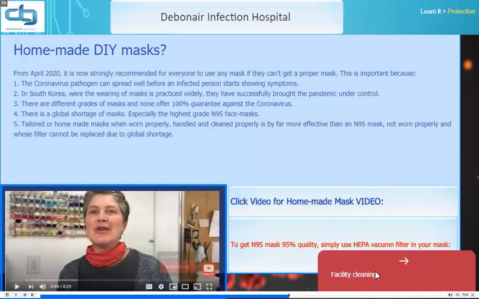5. Tailored or homemade masks, when worn, handled and cleaned properly, are by far more effective than an N95 mask not worn properly and whose filter cannot be replaced due to global shortage. Watch this engaging practical video of how to make a mask from an old t-shirt. To get N95 mask quality, 95%, simply use a HEPA vacuum or similar high-quality vacuum cleaner filter in your mask as shown. Disclaimer: results from your homemade masks not guaranteed. Click the red button below to continue.